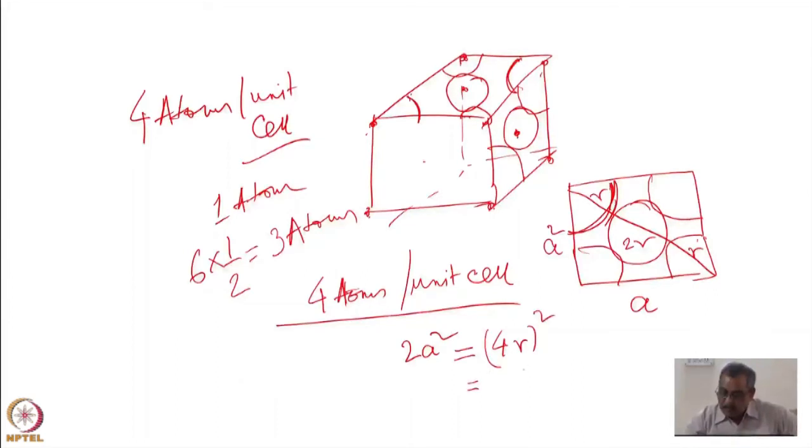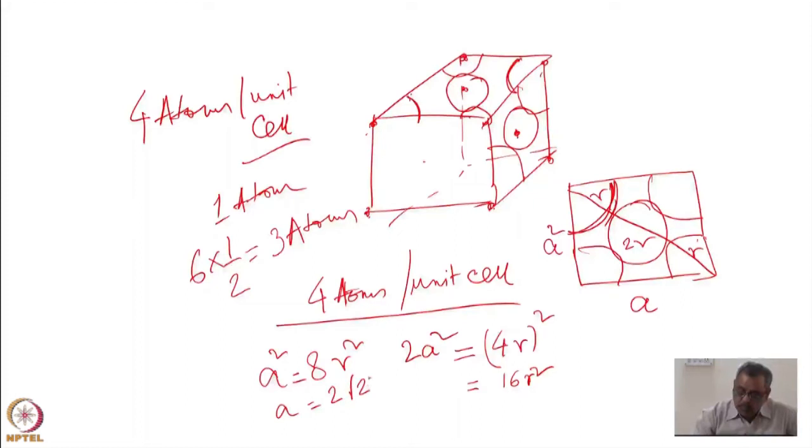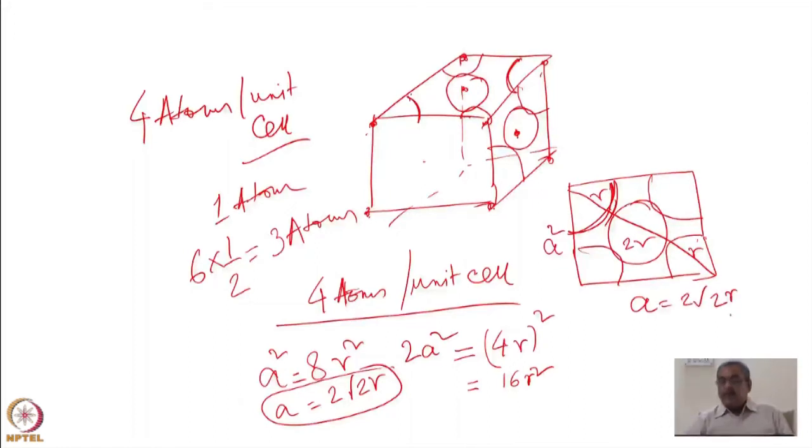So equal to 16R square, or A square equal to 8R square, or A equal to 2√2R. So under the geometrical configuration where the atomic spheres are touching each other, each side is 2√2R. I request you to find out that in this cell there are 4 atoms, so show that the packing fraction is 0.74 for an FCC. You can check it yourself.